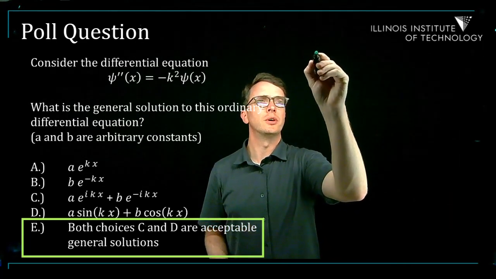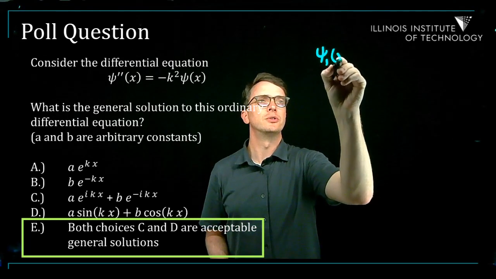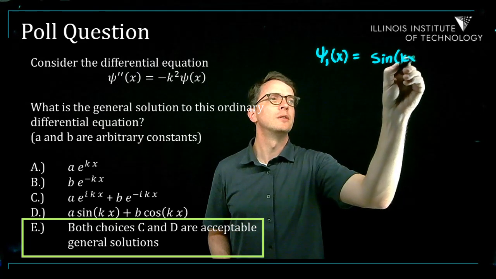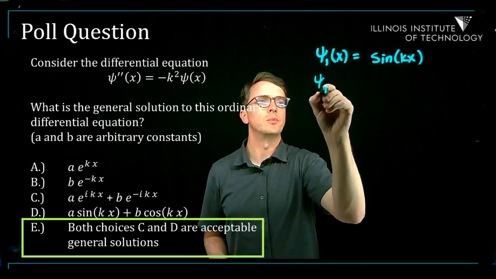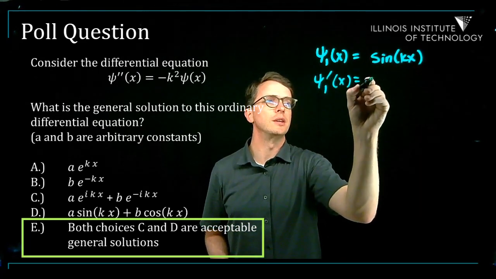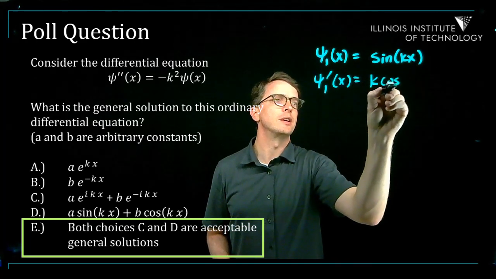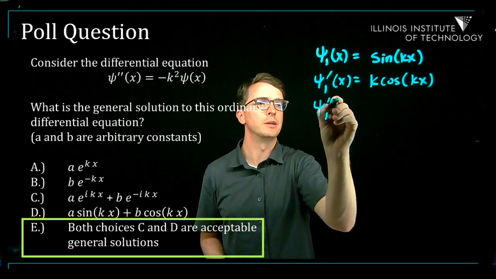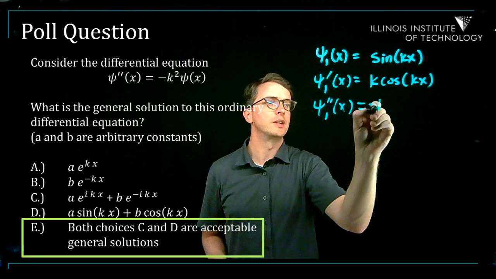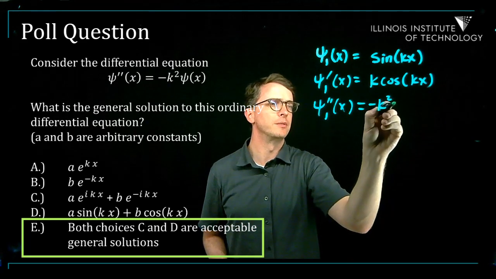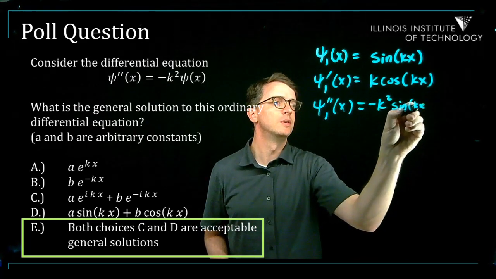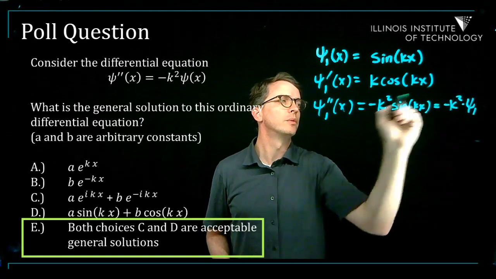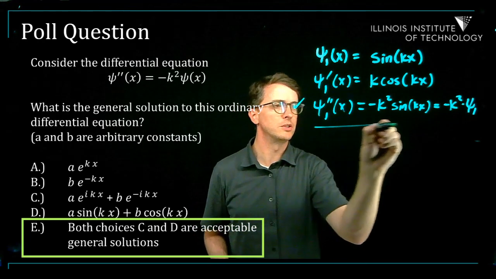And hopefully it's not too hard to imagine that I could try some function like sine of kx. If I take derivatives of it, psi 1 prime of x, I get k cosine of kx. The k comes out front from the chain rule, and psi 1 double prime of x is minus k squared, again, factor of k from the chain rule times sine of kx, which is minus k squared times what I started with. So that satisfies the differential equation.